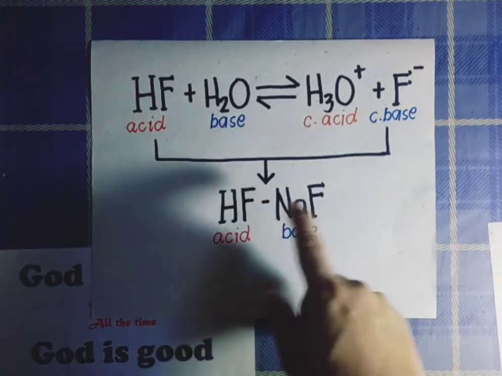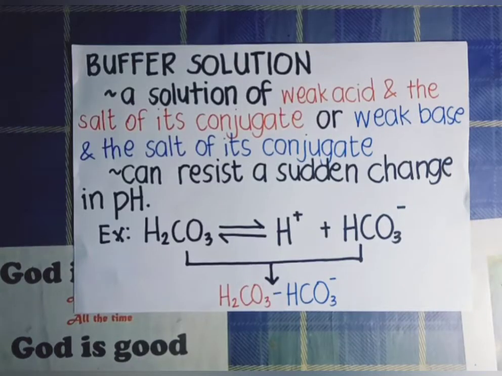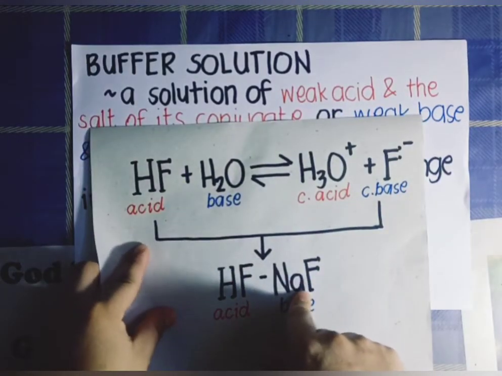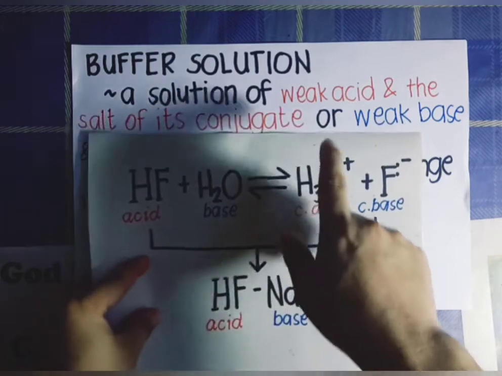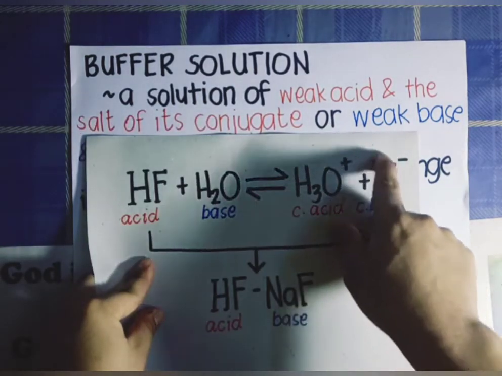This solution that we have here, hydrofluoric acid and sodium fluoride, is an example of a type of solution known as a buffer. A buffer solution is a solution of a weak acid and the salt of its conjugate base, or a weak base and the salt of its conjugate acid. In our prior example, we have here the combination of hydrofluoric acid and sodium fluoride. Here, we know that our weak acid is hydrofluoric acid and its conjugate is fluoride ion.